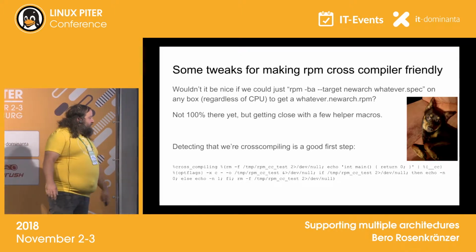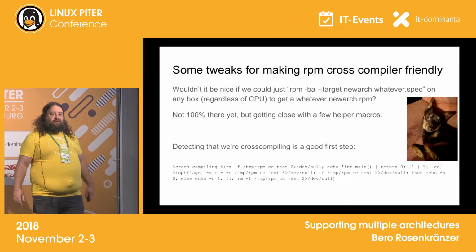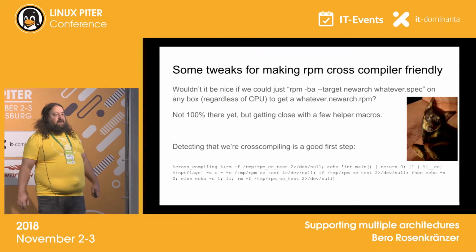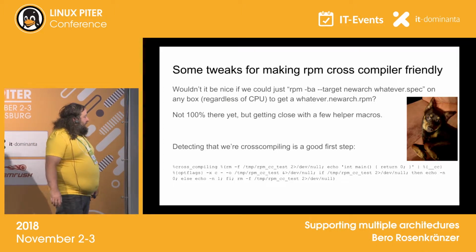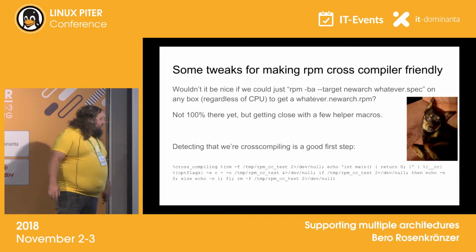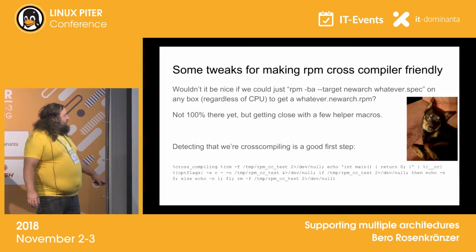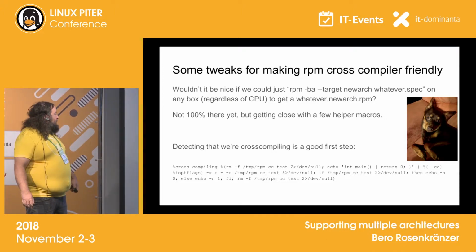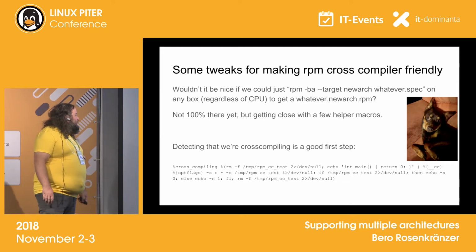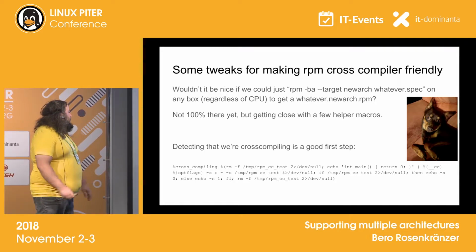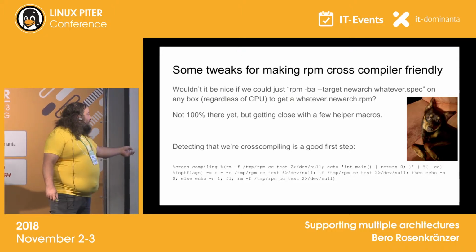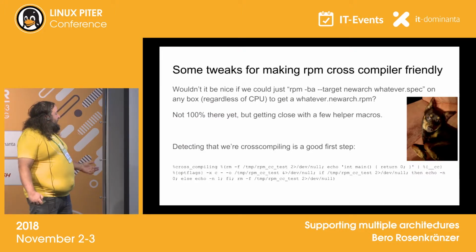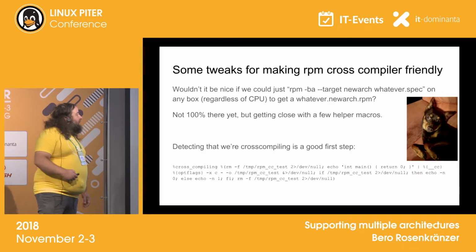The first thing was teaching RPM to detect when it's cross-compiling versus when it's just compiling to a sub-architecture of the current host. We found that this piece of code is probably the easiest way to do it. It essentially just creates the smallest possible C code that you can imagine, tries to compile it and run it. If it can run it, we are not cross-compiling. And if it can't run it, we are obviously cross-compiling.